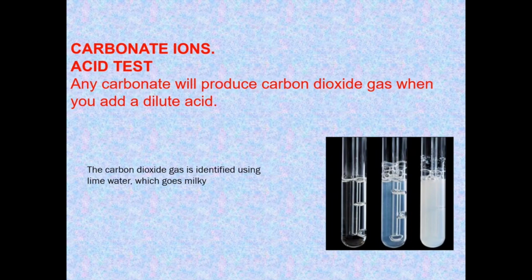And how do you know if that gas is carbon dioxide or not? You pass it through lime water. If it forms a white precipitate, just know that is carbon dioxide, and eventually that substance is a carbonate, has carbonate ions in it.